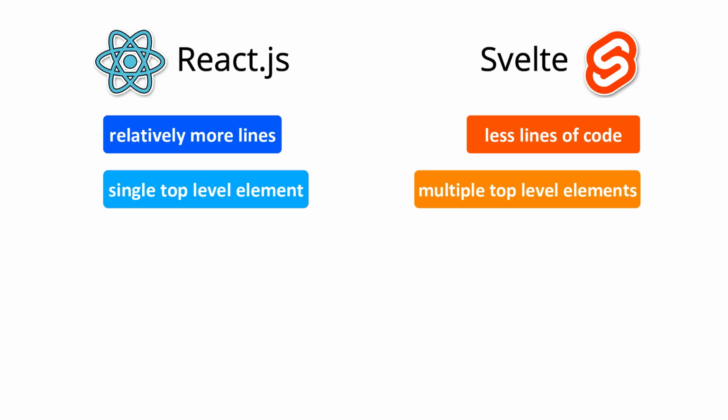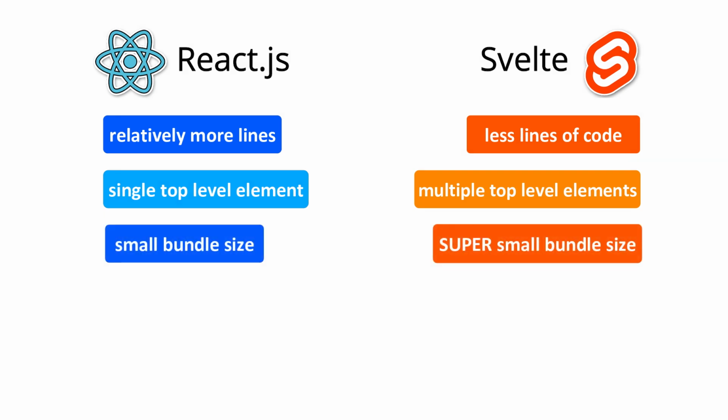Now, one of the advantages of Svelte is that it gives you a very small bundle size because it doesn't add any framework or package, whereas in React, even though the code is optimized to some extent, it has to be shipped with the library packages.